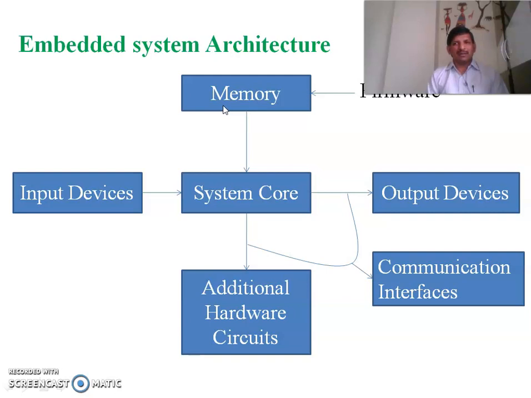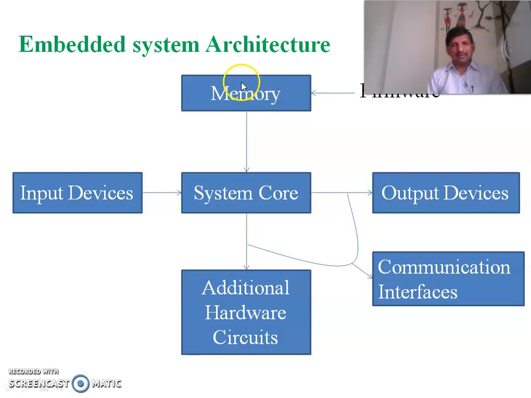The primary memory may be static random access memory or dynamic random access memory or FRAM, ferroelectric random access memory. Nowadays we are using FRAM to provide fast read and write operations. Next, secondary memory, that is used to store the data permanently. Even if the power is turned off, the data is saved.